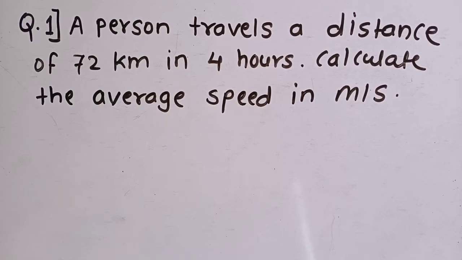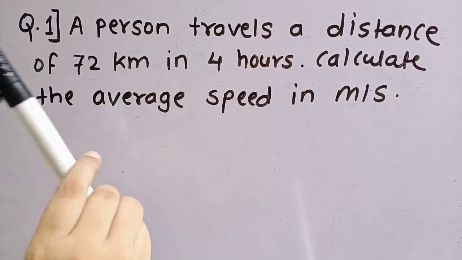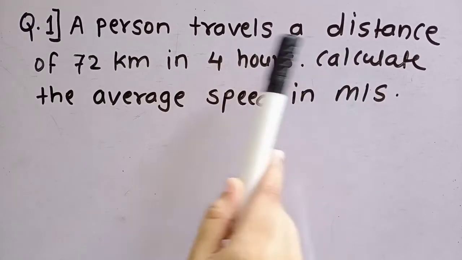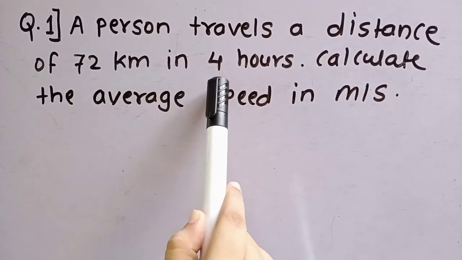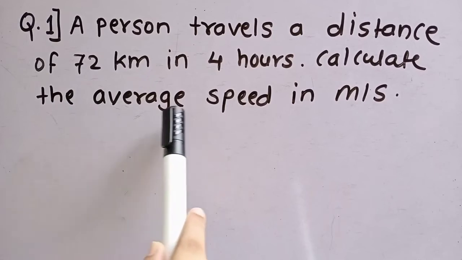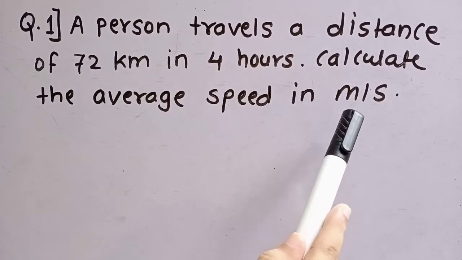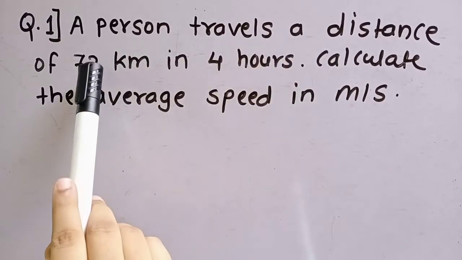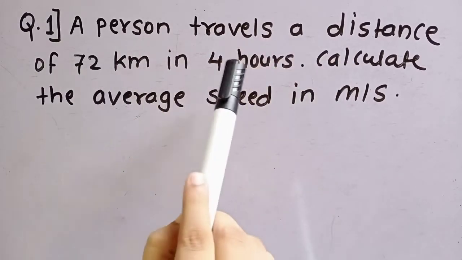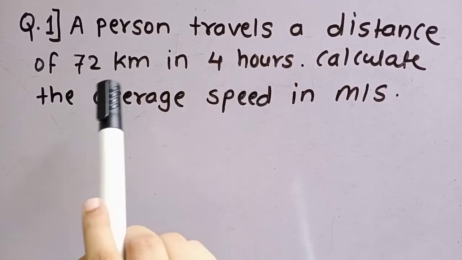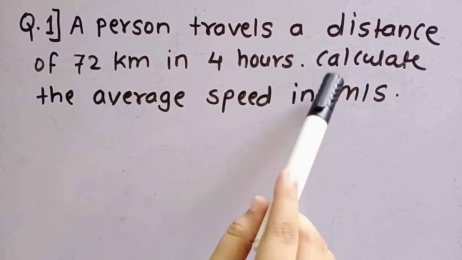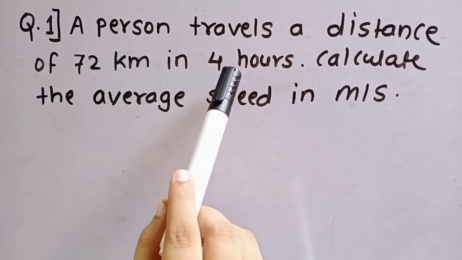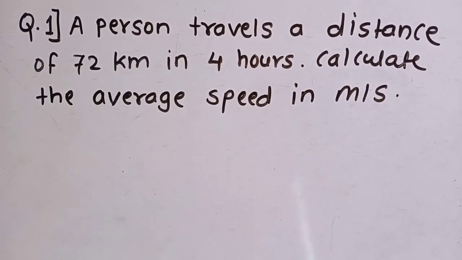So what is the first question given here? A person travels a distance of 72 km in 4 hours. Calculate the average speed in meter per second. Now, what is given? A person travels a distance of 72 km in 4 hours. Time is 4 hours. So, what is the formula for speed? Speed is equal to total displacement upon total time taken. So, how will you write?